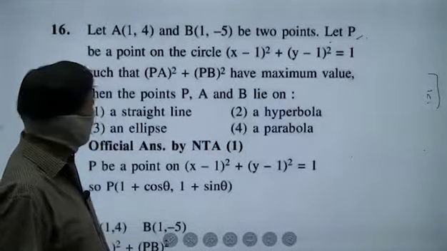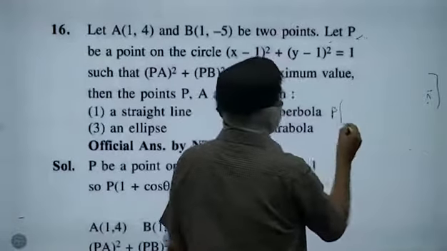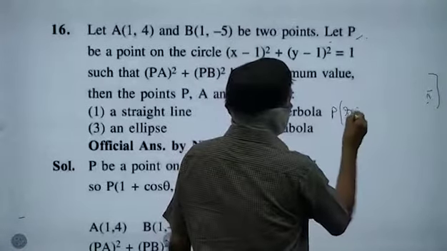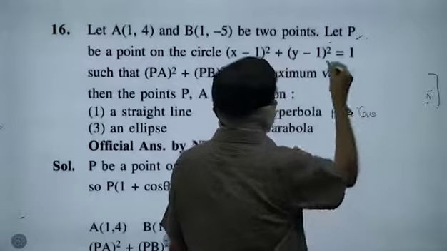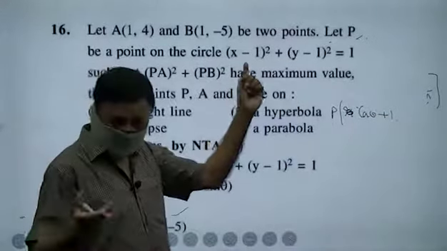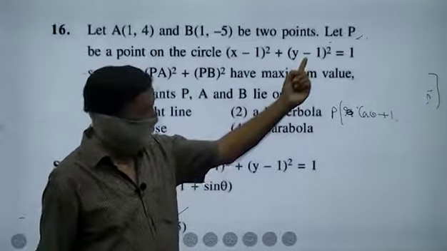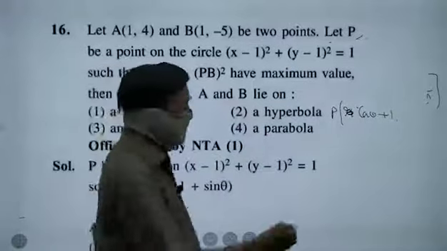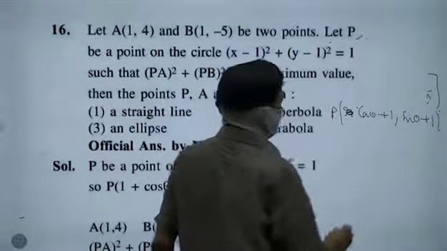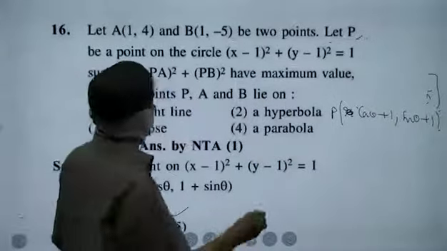Say, we can consider any point P on the circle in parametric form. x minus 1 is r cos theta, y minus 1 is r sin theta. So P is (cos theta plus 1, sin theta plus 1). Then calculate PA square plus PB square.